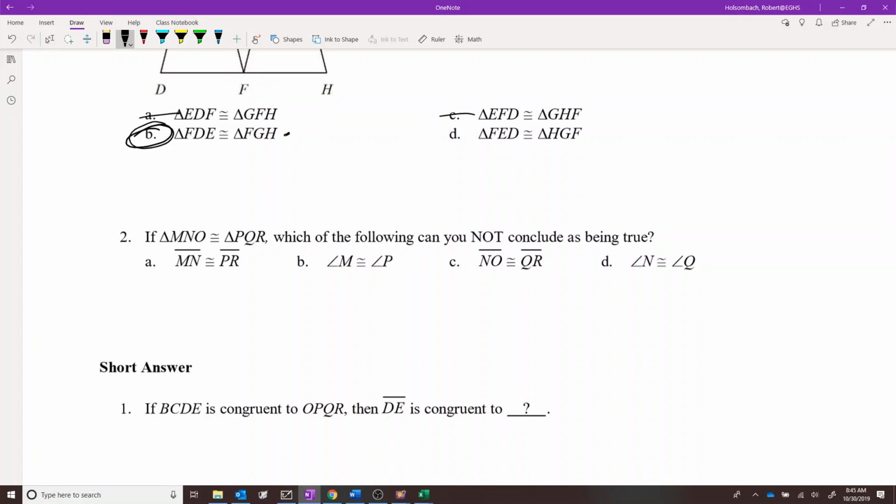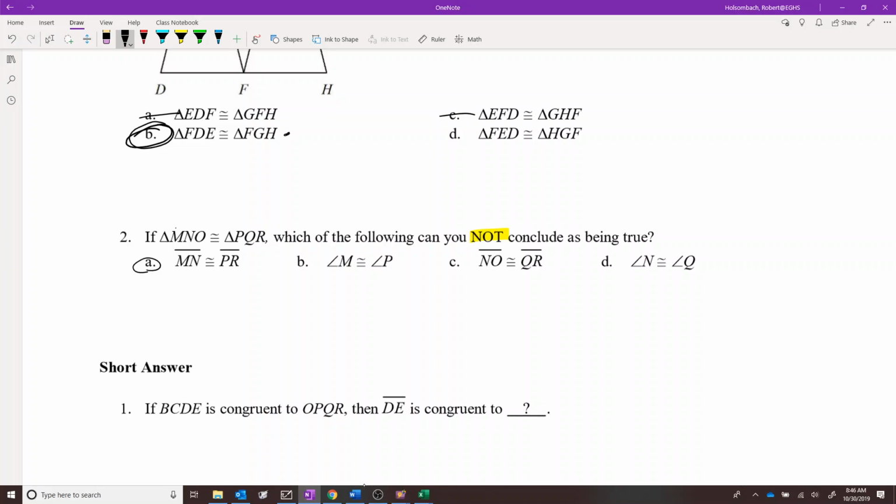Alright, number 2 says if triangle MNO is congruent to triangle PQR, which of the following can you not conclude as being true? Again, which statement is not true? So they're saying that MN is congruent to PR. Look, MN, first two letters, congruent to PR, first and last letter. Right off the bat, that cannot be true.